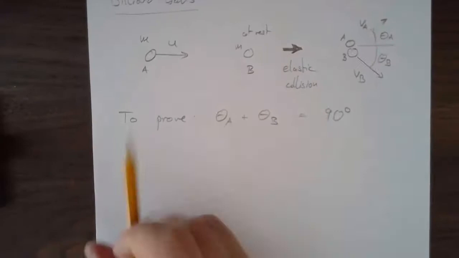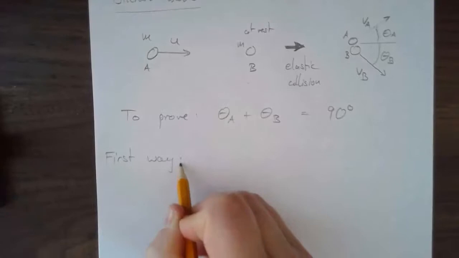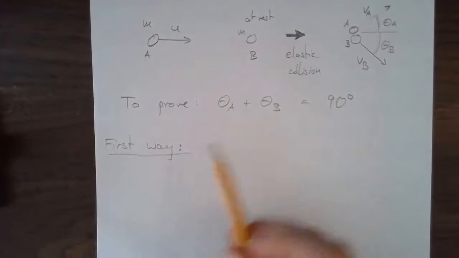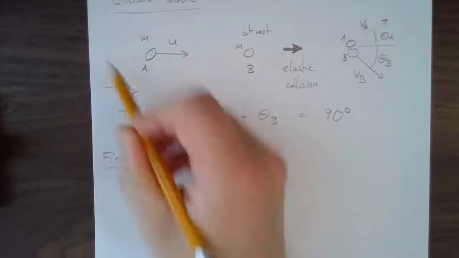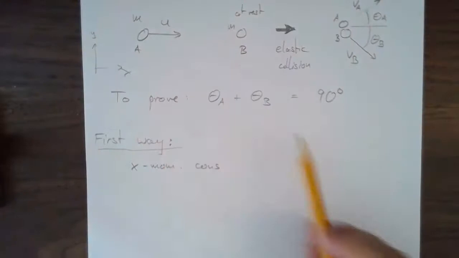First way. I'm not going to do that one because it's long and boring, so I'm going to tell you to do that in your own time at home. I'm going to do it component by component. You write down x momentum conservation. So I'm going to assume x is this direction, y is this direction, kind of the most common choice here, and this is just coming in horizontally along the x-axis.